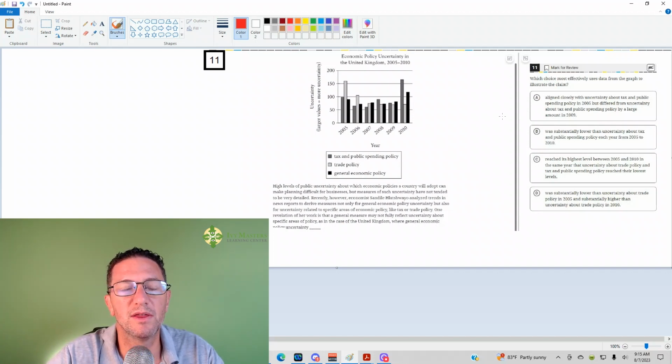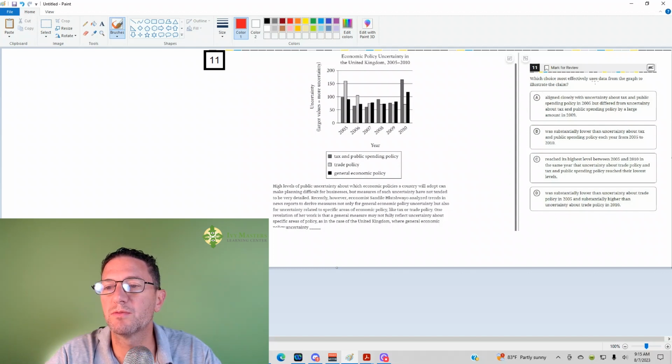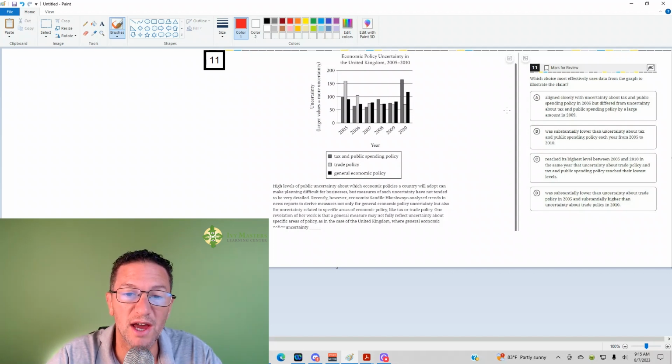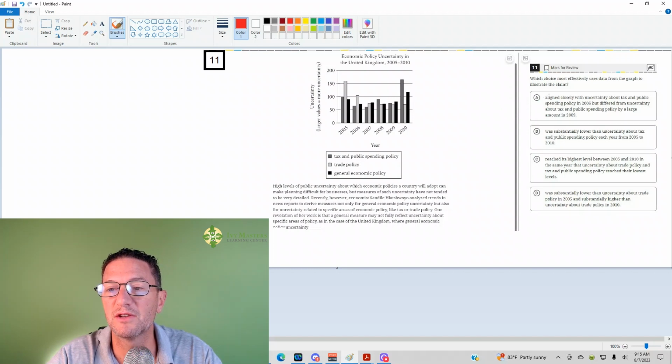So this one, which choice most effectively uses data from the graph to illustrate the claim, it's a good idea to use your answer choices. Check in with each answer choice to see which one is best. Answer choice A. So notice how the sentence was just before the blank. General economic policy uncertainty what? So we're comparing the black bar to something else.